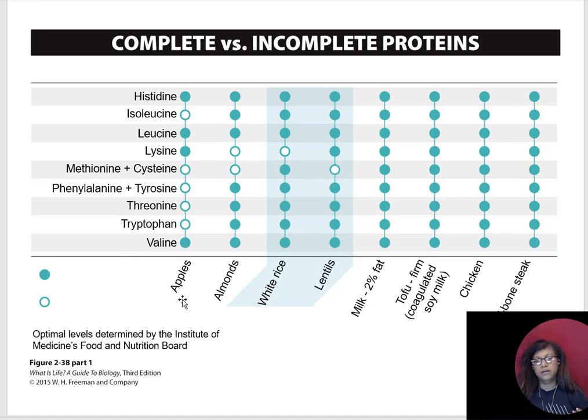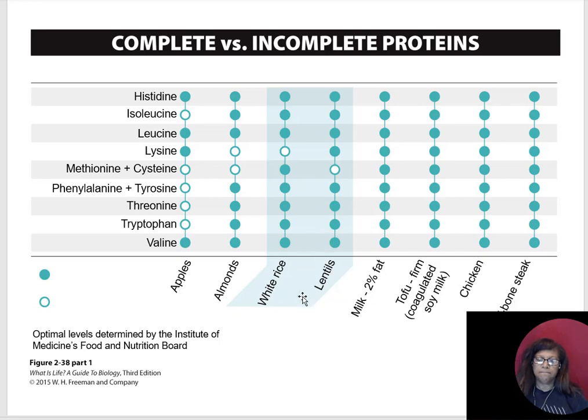So if I were to try to live on a diet of apples, I would soon become deficient, right? That's why you can't live on just apples alone, right? Because we're missing these amino acids that we very much need. Same thing with almonds. We can see that we're missing lysine, we're missing methionine, and we're missing cysteine.